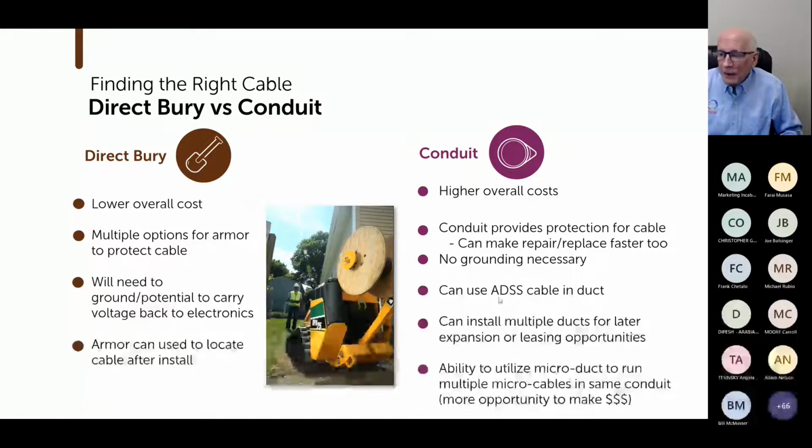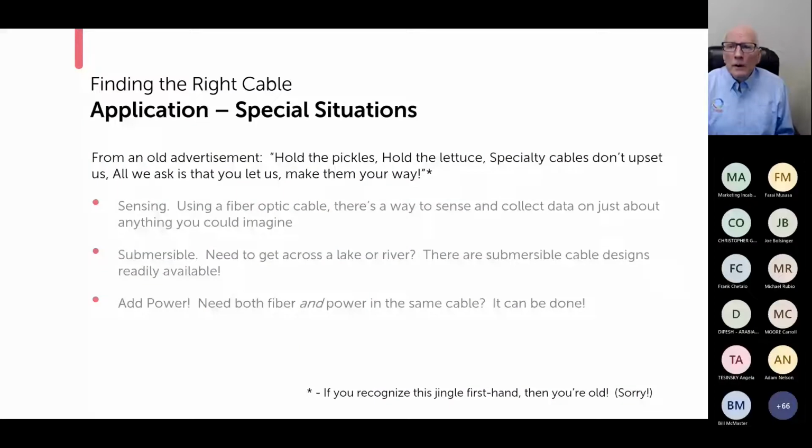You could use ADSS cable and duct, as we already talked about. You could install multiple ducts for expansion or to allow other companies to come in and lease space. And the ability specifically to use microduct is another opportunity to generate some cash for your system by allowing others to have access to the conduit system. So transmission, distribution, substation, and fiber to the home.